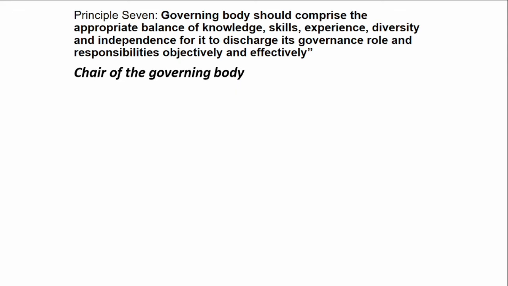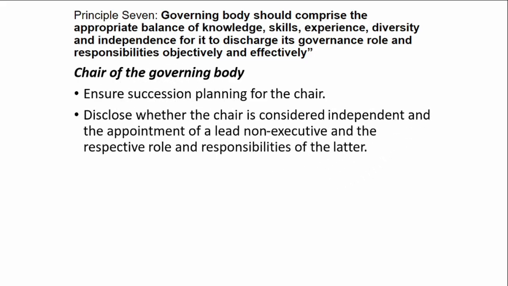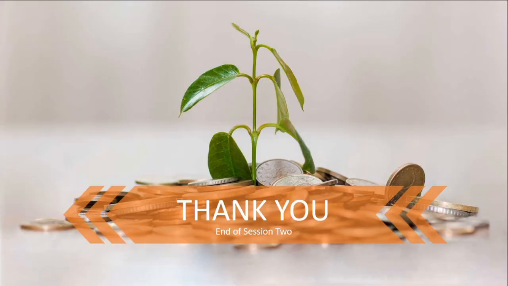The board of directors should ensure that there is a succession plan for the chairperson. The entity should disclose whether the chairperson is considered to be independent and whether a lead independent director has been appointed. Now that we've dealt with Principle 7, which deals with the composition of the governing body as well as the office of the chair, in the next video we will be dealing with Principle 8, which deals with the subcommittees of the board.